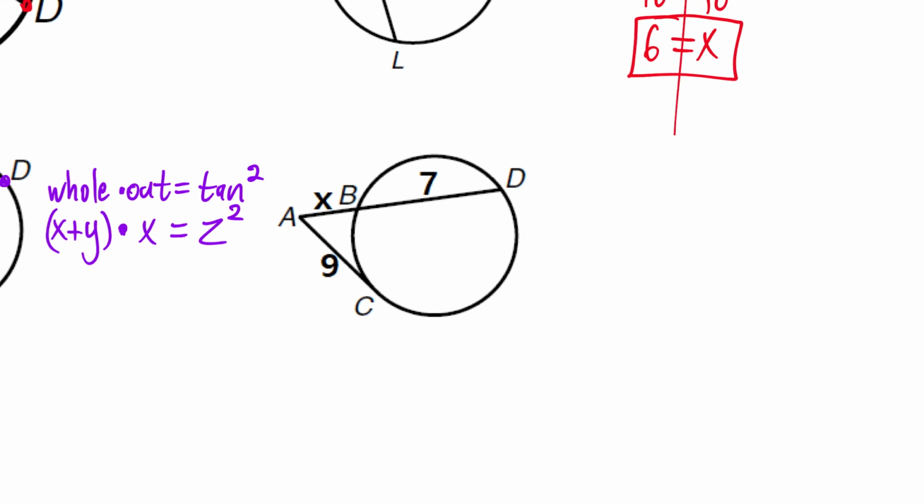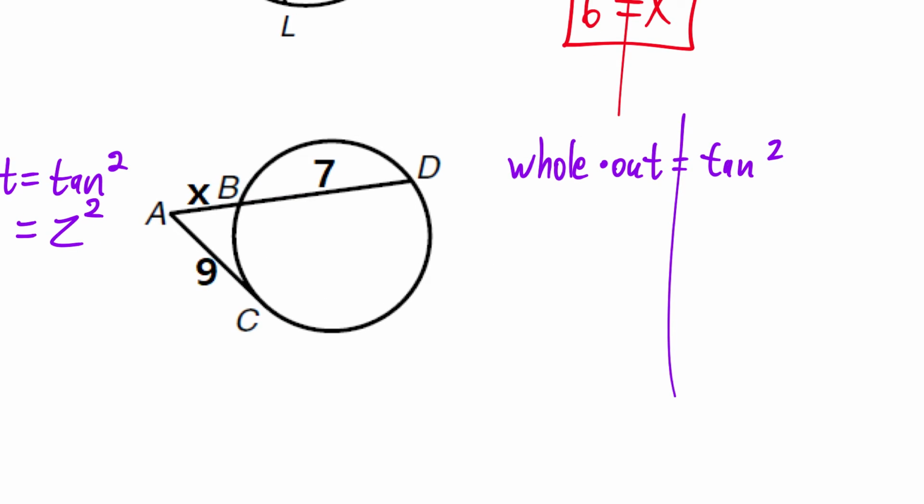All right, so I'm going to do the same thing on this one. Whole times outside is going to equal the tangent piece squared. So how long is this whole line segment right here? x plus 7, times how long is the outside piece? The outside piece on that line segment is x. Equals how long is the tangent piece? 9, so 9 squared.